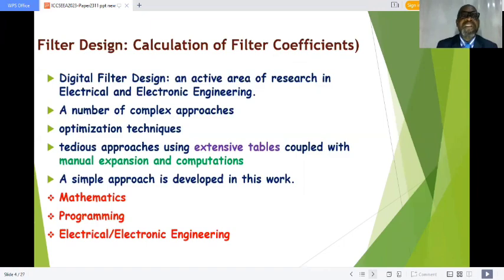Filter design. When we talk of filter design, we mean calculation of filter coefficients. Digital filter design is an active area of research in electrical and electronic engineering. There are a number of complex approaches. Some use optimization techniques. Some use tedious approaches, which involve the use of extensive tables coupled with manual expansion and computations. In this work, a simple approach is developed. In this approach, we are using mathematics and programming to solve a problem in electrical and electronic engineering.